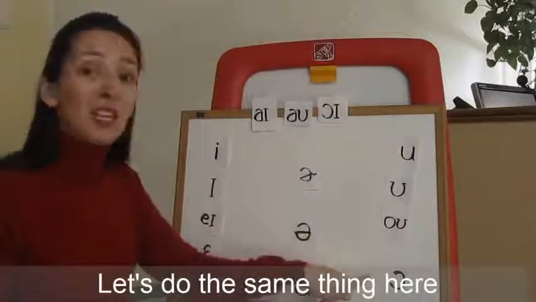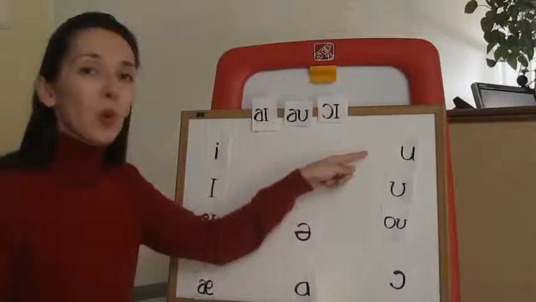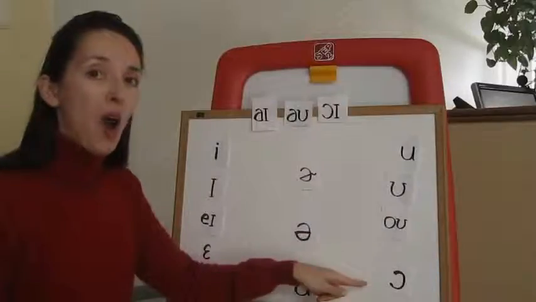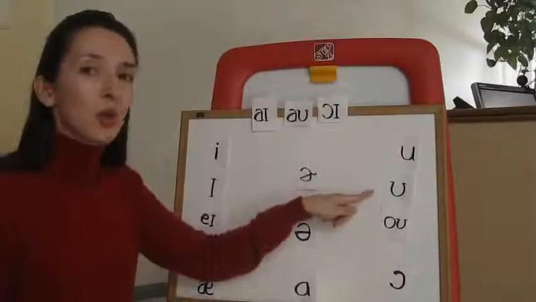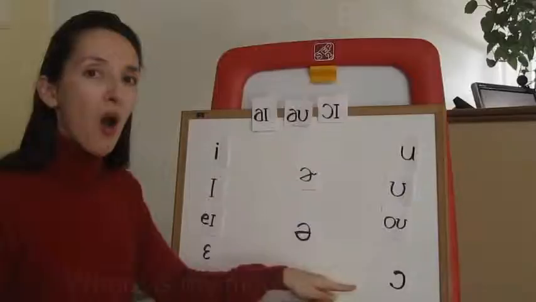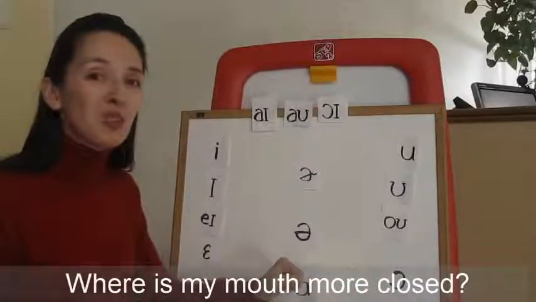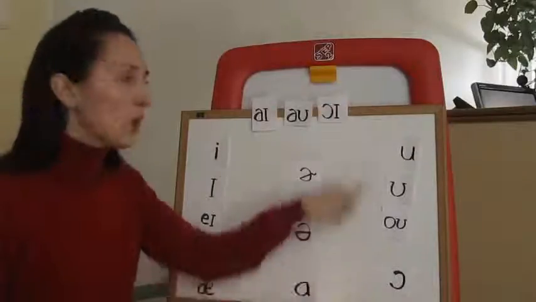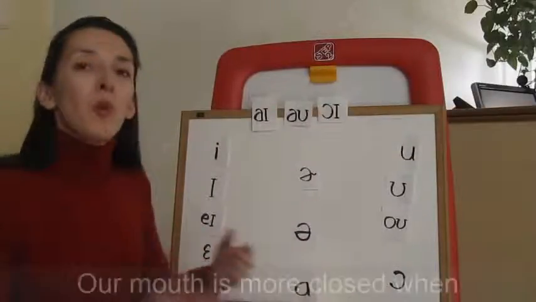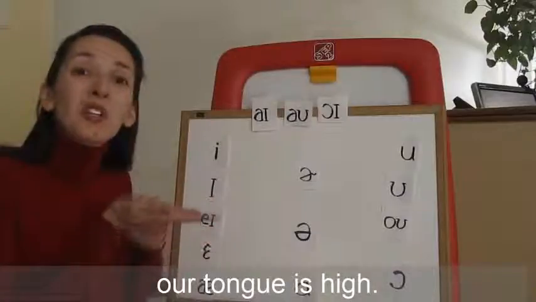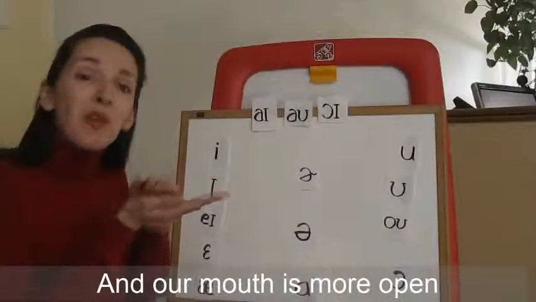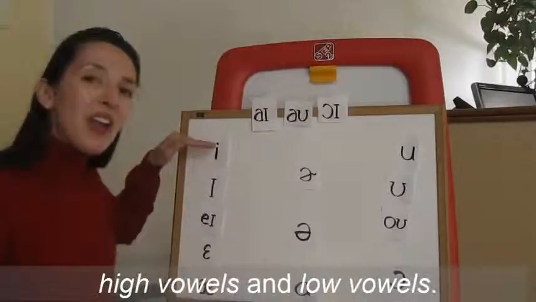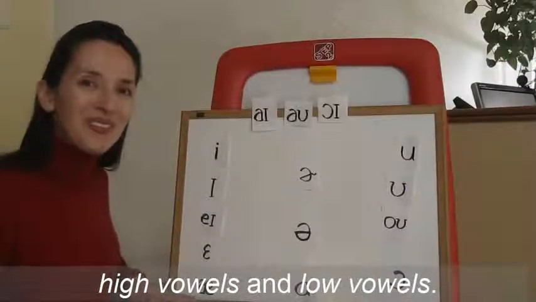Let's do the same thing here with this group of vowels. Oo, oh, ah. Where is my mouth more closed? Where is it more open? Oo, ah. Our mouth is more closed when our tongue is high, and our mouth is more open when our tongue is low. That's why we talk about high vowels and low vowels.